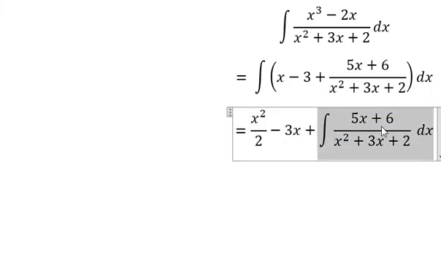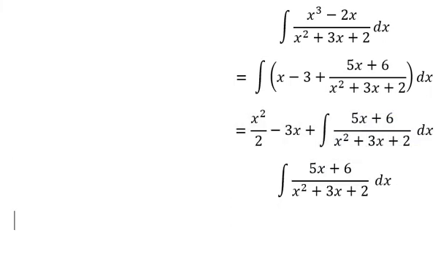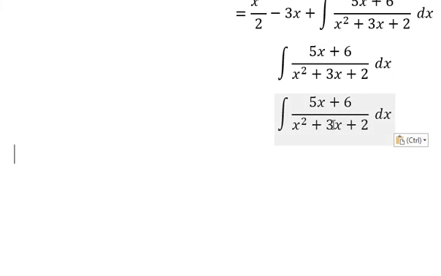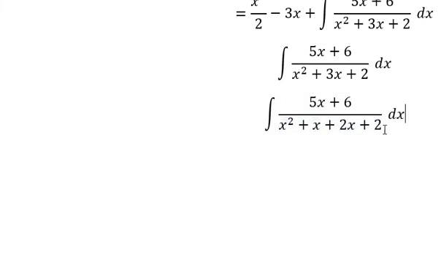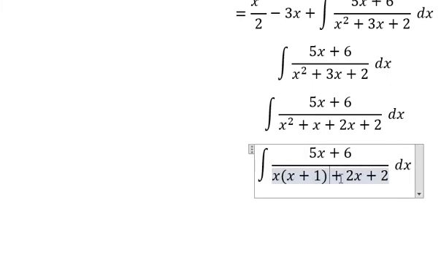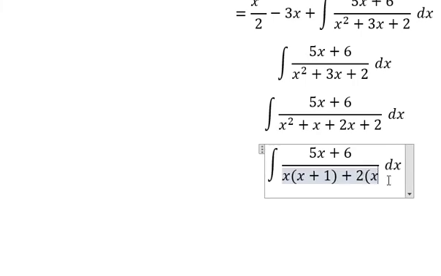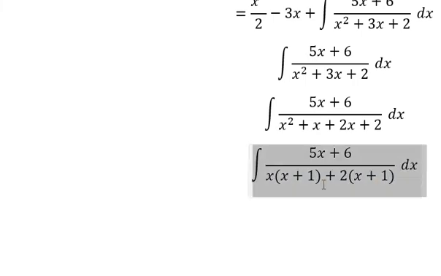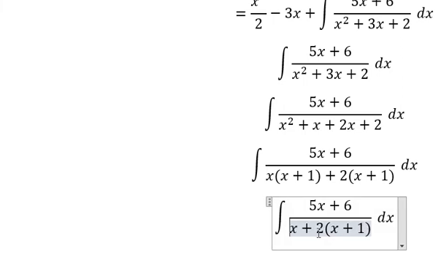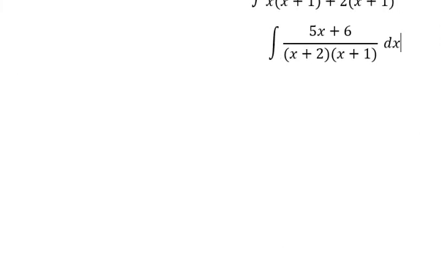Now we need to consider this one. So we need to use factorization in here. So s square plus 3s plus 2 we can factorize as s plus 2 and s plus 1. Now we can use partial fractions.